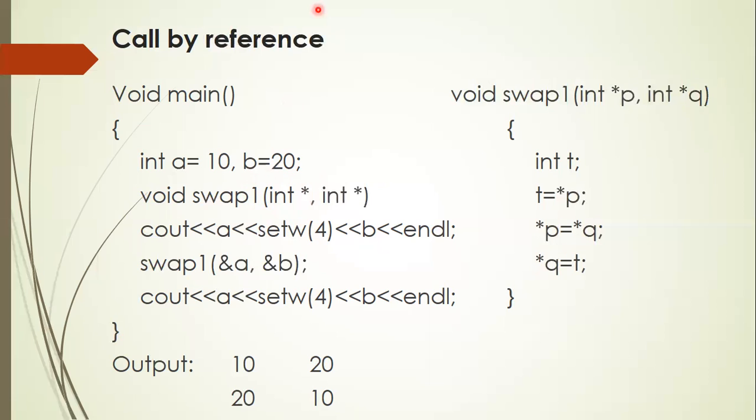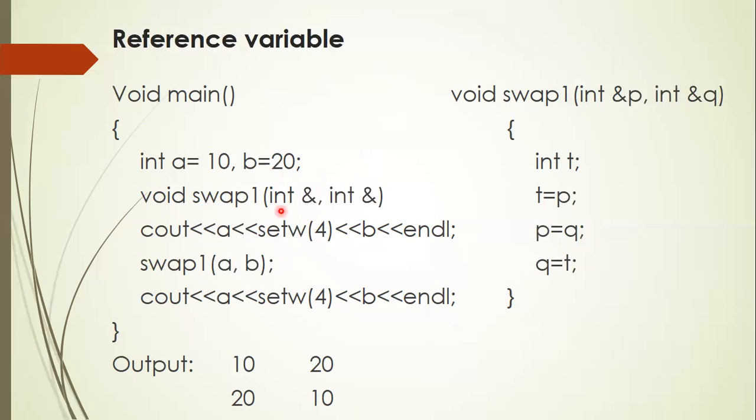In the case of formal argument, they are the pointer, whereas in the case of call by reference, they are the address. The ampersand, any variable with the ampersand, indicates it's a reference variable. So now the formal arguments: p is a reference variable for a and q is a reference variable for b. Again, initially display the value of a and b, 10 and 20 is displayed.